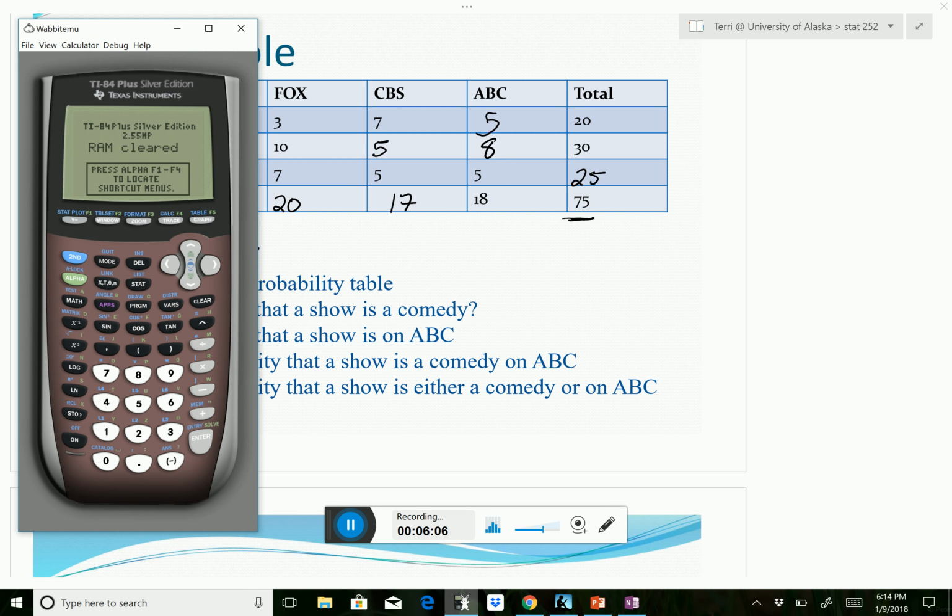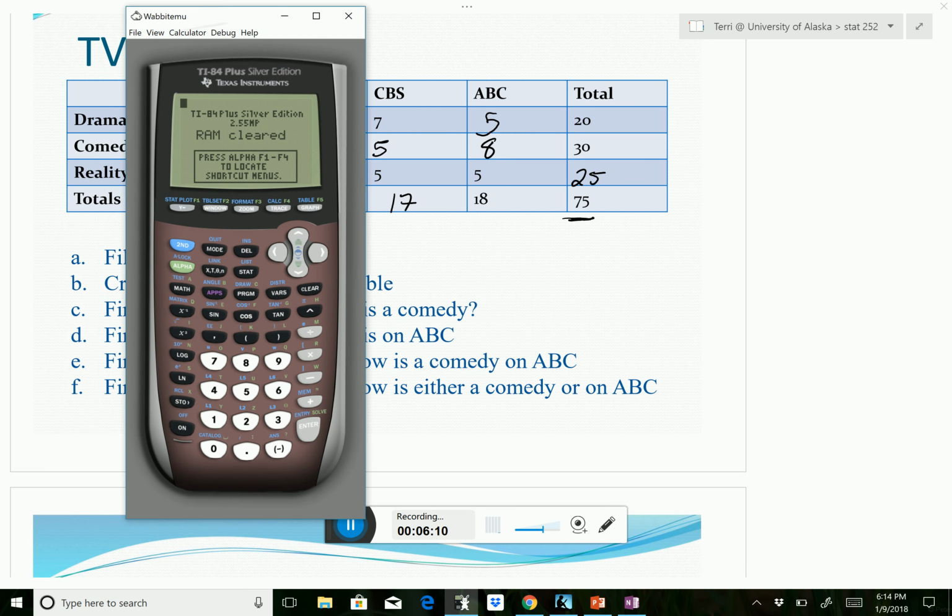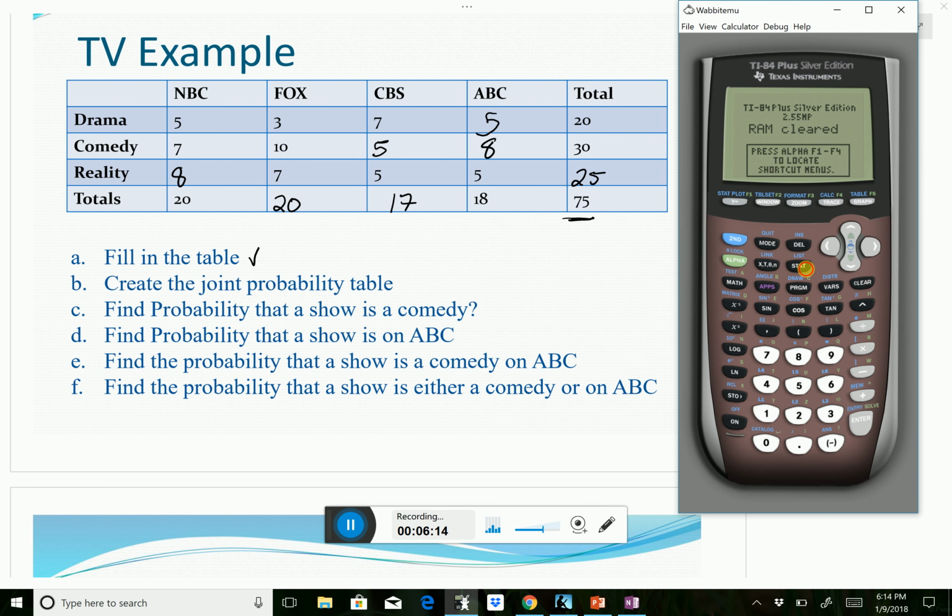Now, the easiest way to do this, I hate that that clears every time. So the easiest way to do this is we can divide everything by 75 very quickly if we just create a list. So if we just create a quick list with all these numbers in it, 5, 3, 7, 5, 20. I'm just going to create one list. I'm just going straight across. 10, 5, 8, 30, 8, 7, 5, 5, 25, 20, 20, 17, 18, and 75.